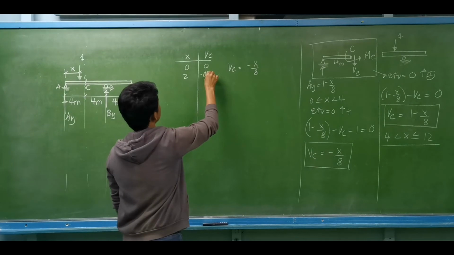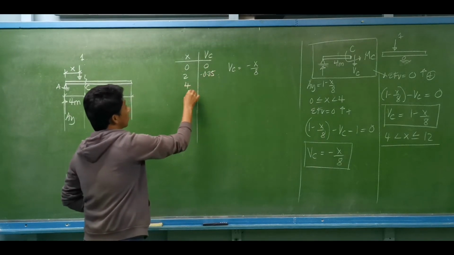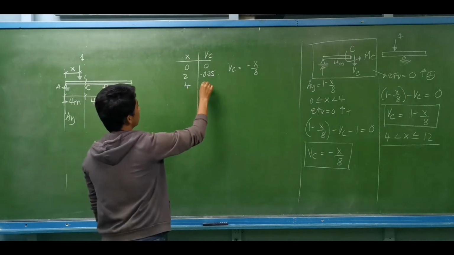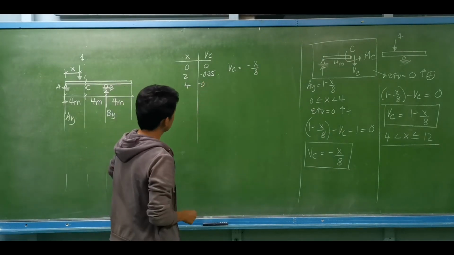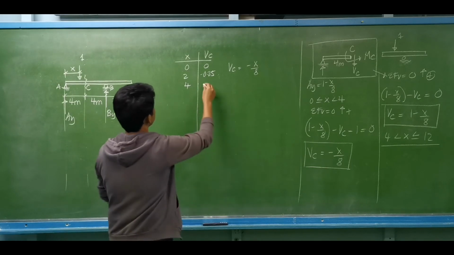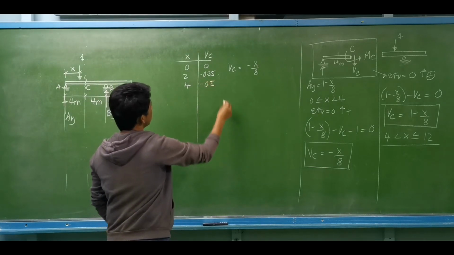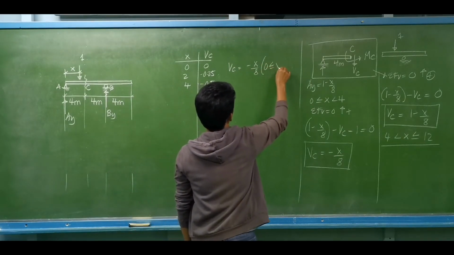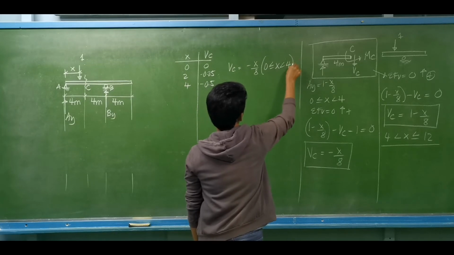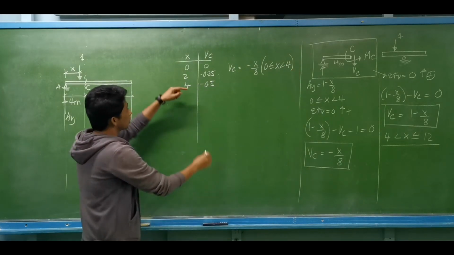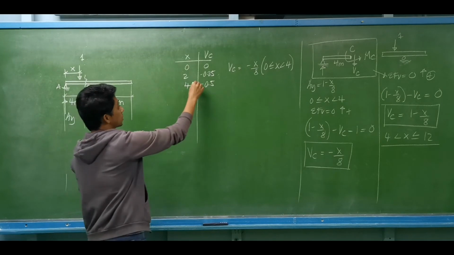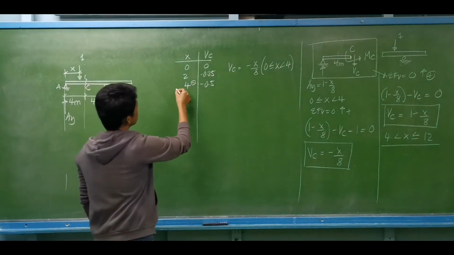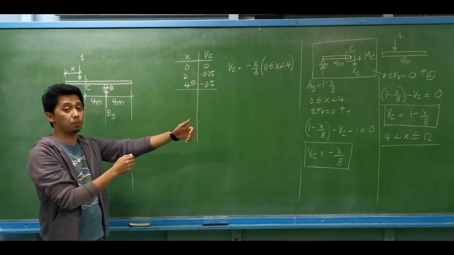That is negative 0.25. At x is equal to 4, we have negative 4 over 8, is negative 1/2. This is negative 0.5. So take note that this equation has a limitation at 0 less than or equal to x less than 4. So we are considering just before point C. Let's say this is the negative side. So now we are to consider just after point C.